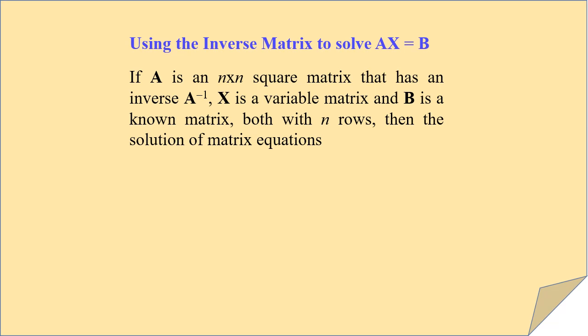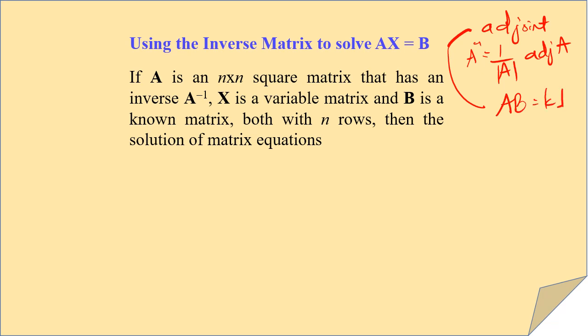The first one is the adjoint method, where you need to find the determinant of A and then multiply with the adjoint of matrix A. And the second method is to use the property AB equal to kI, if we have the multiplication AB equal to kI.